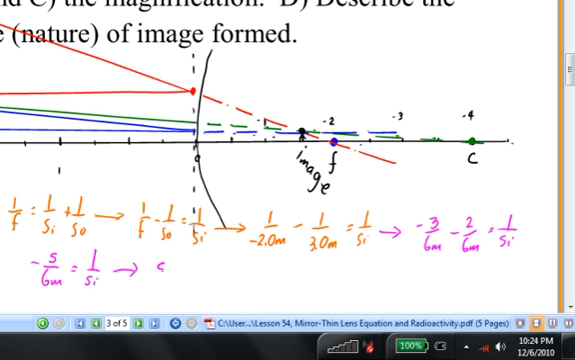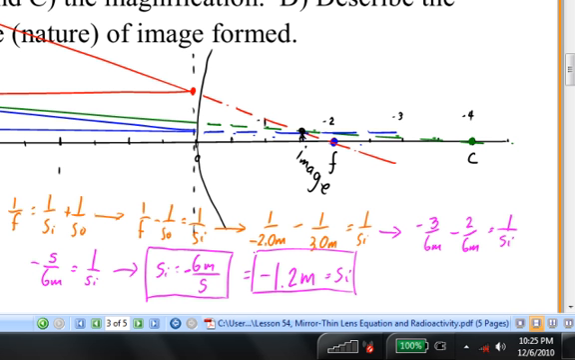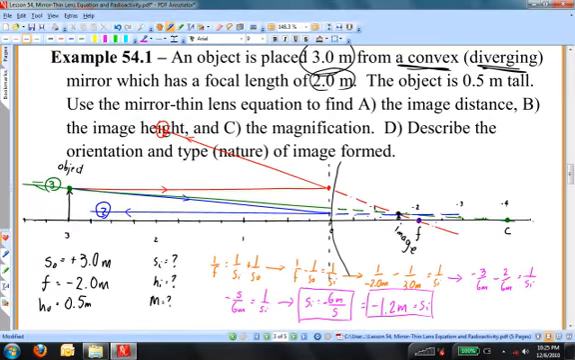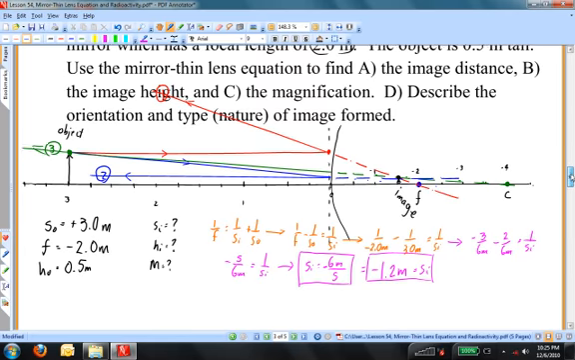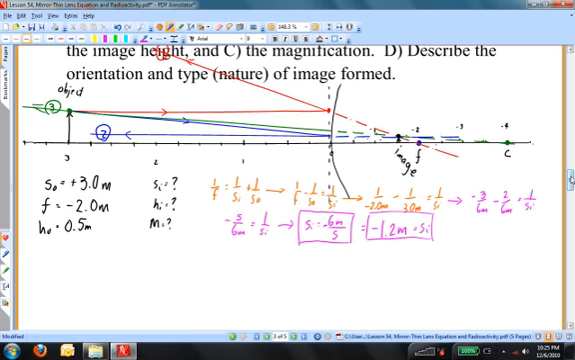So now when I take the reciprocal of both sides, I get that SI is equal to 6 meters divided by 5. There's my answer. So that's negative 1.2 meters roughly. Now you notice that's different than the 1.75 meters that I said from the ray diagram. The algebraic result is the more accurate result. So the ray diagram is just a graphical technique. You want to go with the algebra when you solve these problems.